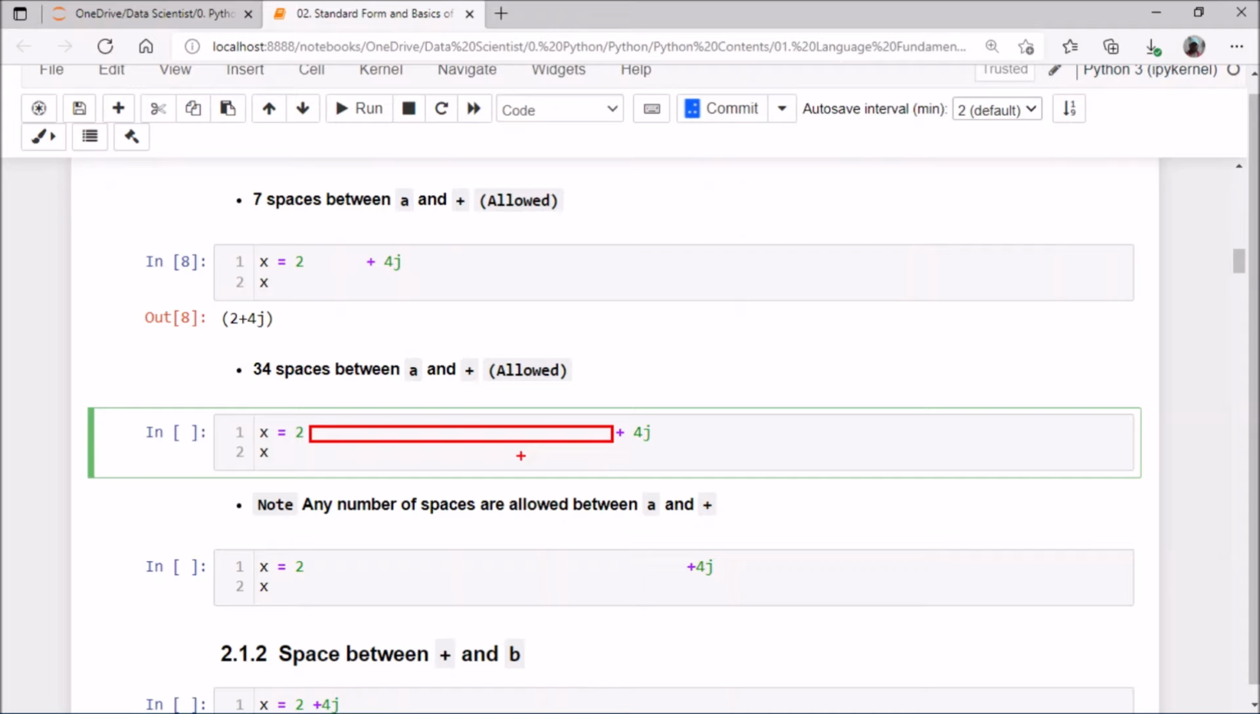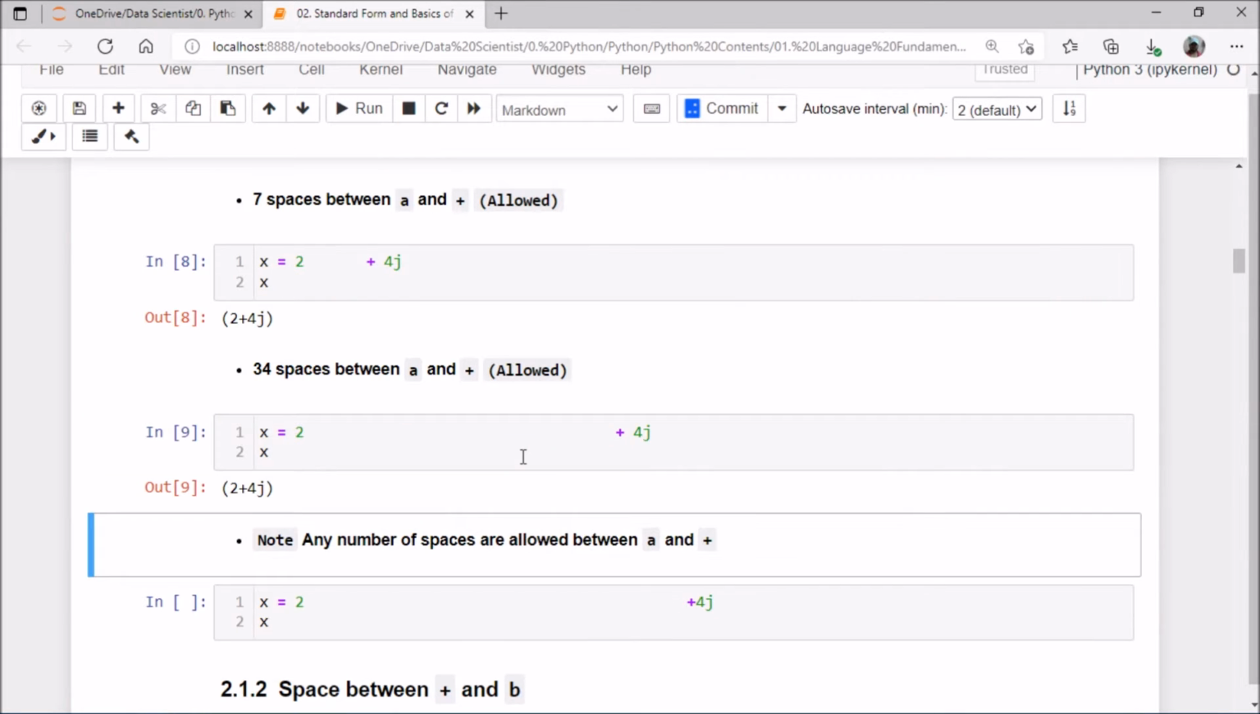We can put any spaces and it will execute, but in the output there are no spaces. So this is the difference. In the input we can give any spaces, but in the output there is no space between a, plus, b, etc.